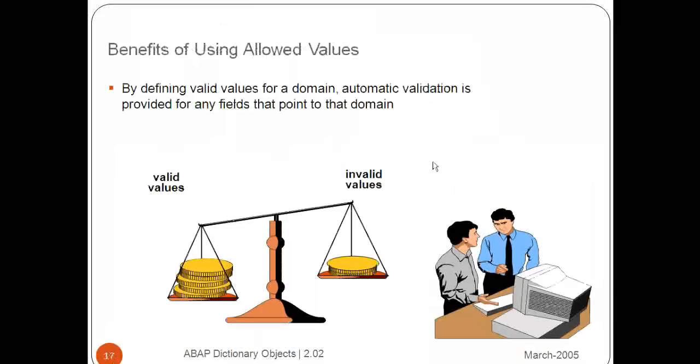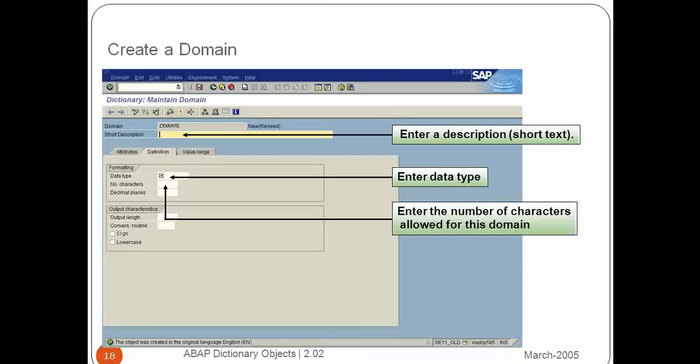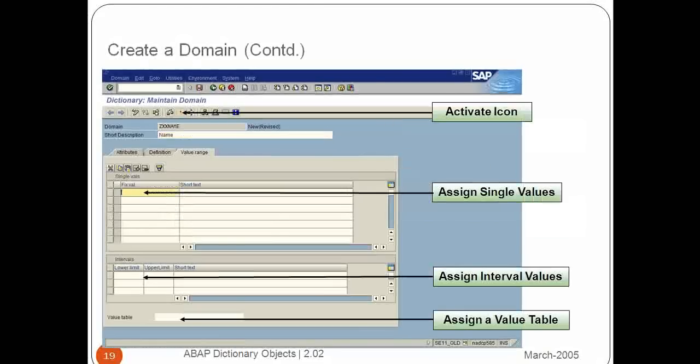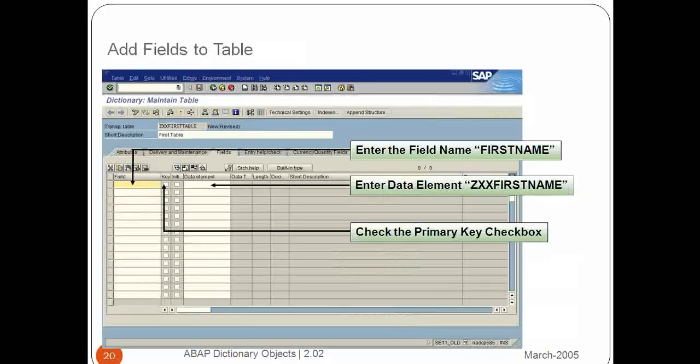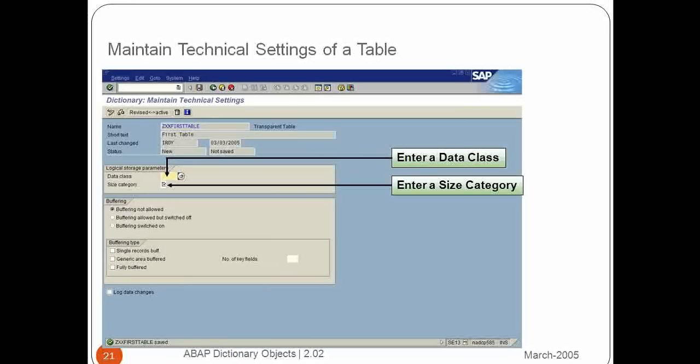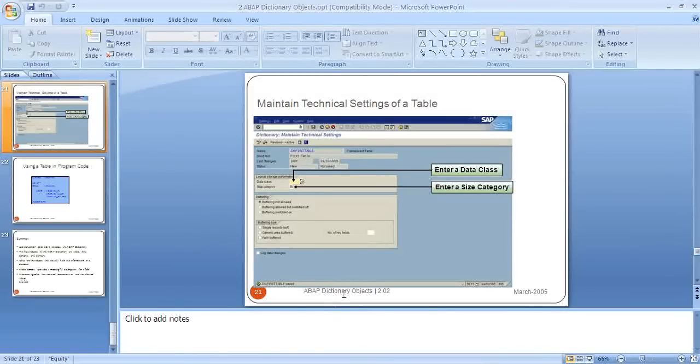So allowed values, domain. The benefit of using allowed values I already explained. Create a domain. Yes, we can provide a single value, or we can provide intervals, we can provide a value table name. Fields, we have already added a field. Now, maintaining technical settings in a table. Now what exactly are the technical settings in a table?